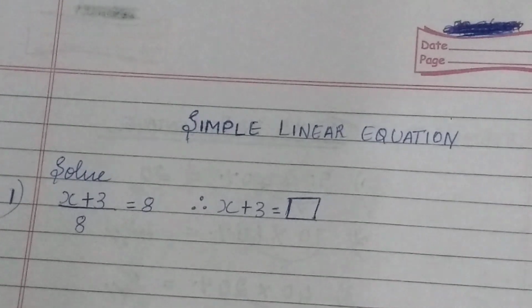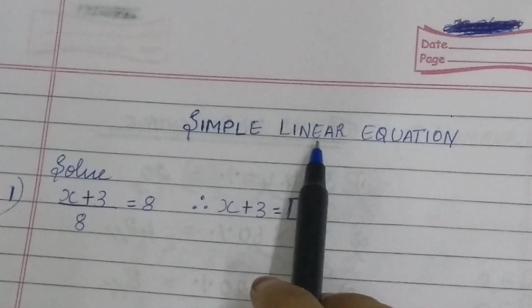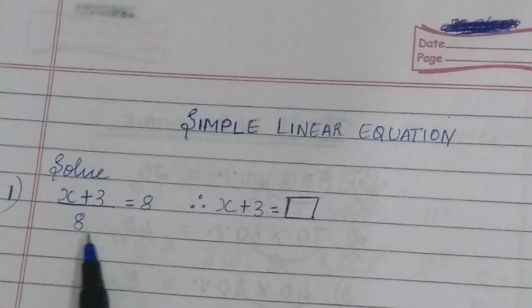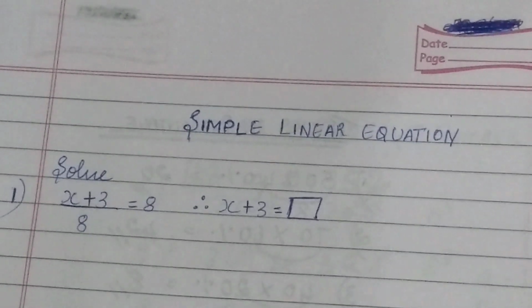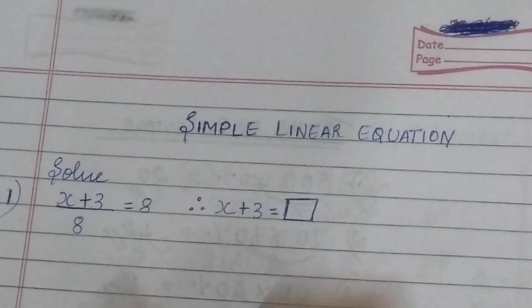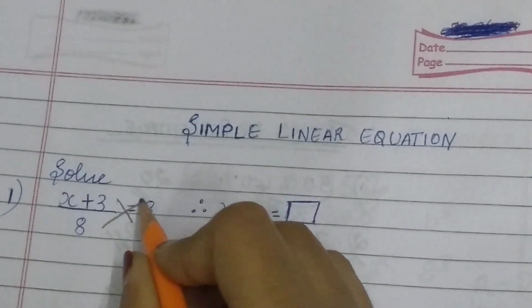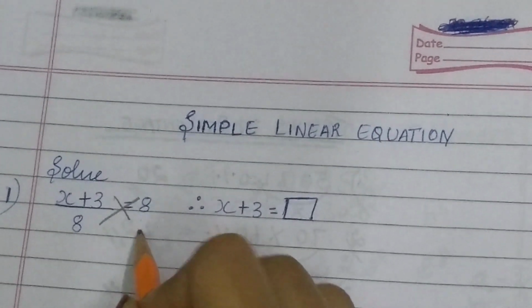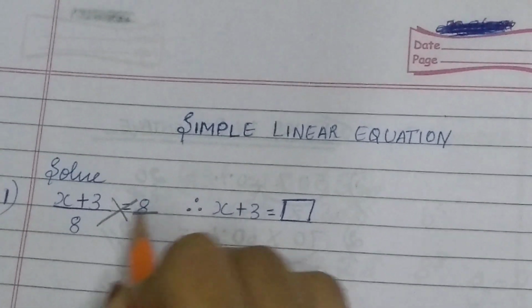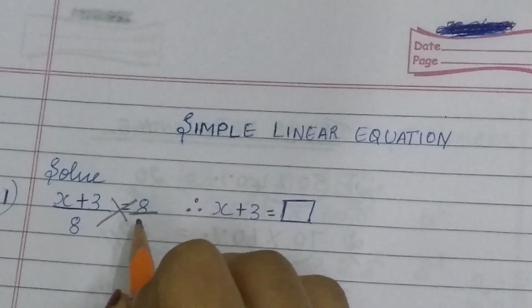Today we will do a new chapter, that is simple linear equation sums. See, this is the question. It is asking us to solve. If you get an equals to sign, always remember you have to do cross multiplication, and if you don't have anything below the numerator, we'll put 1 there, we'll assume it as 1.